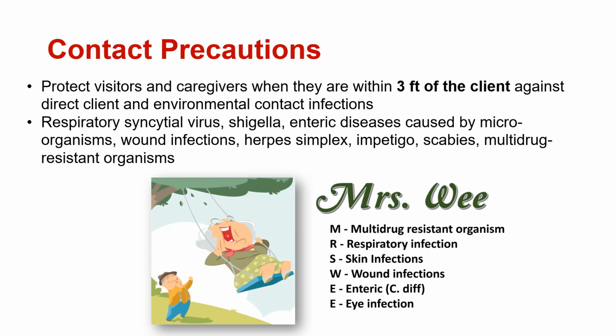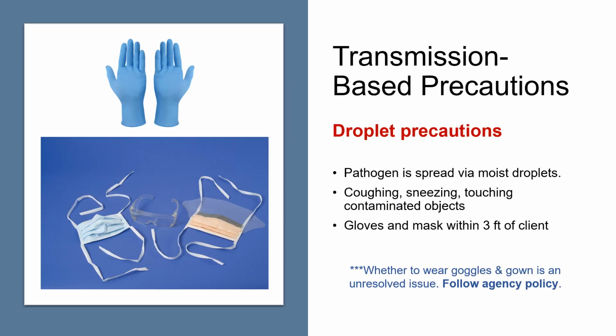So for contact precautions, these patients can have visitors, but they also have to put on the gown and gloves. And that is not something that they can refuse. If they refuse to do that, they cannot go in the room. These are examples here on the slide of different organisms, and your mnemonic is MRS. WEE, so you can take a look at that. Then we have droplet precautions. So remember, droplets are heavy and big, and they come from the respiratory tract.